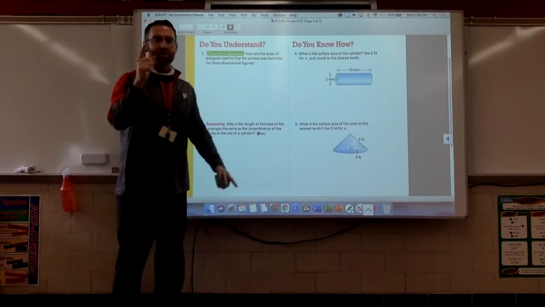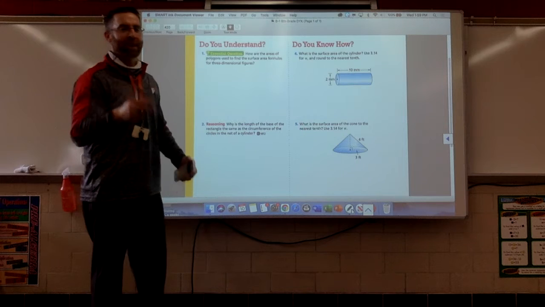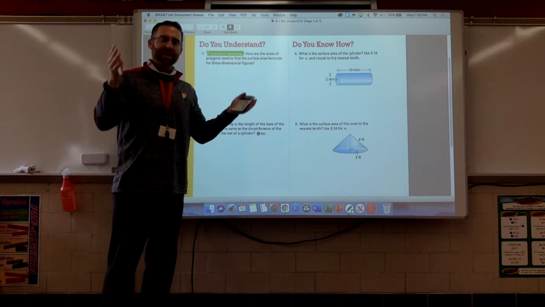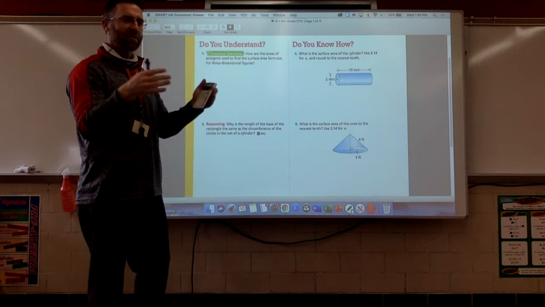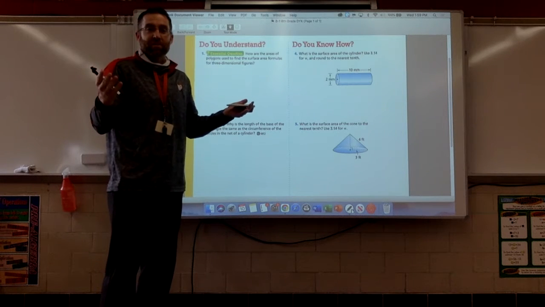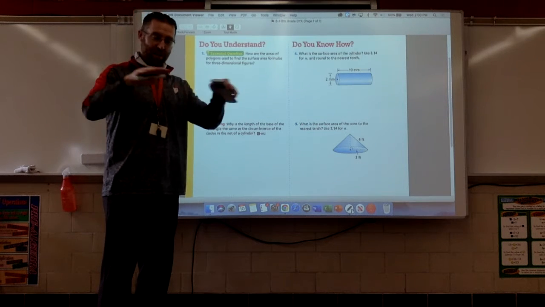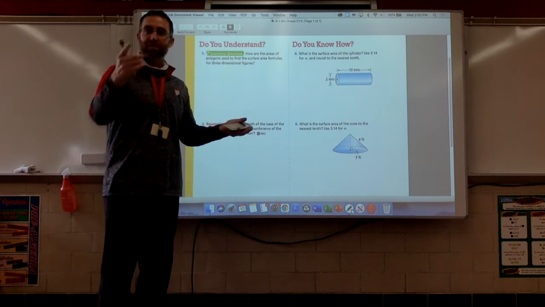Page 420, here we go. Key Concepts 8-1, we're finding surface area, which Mr. Freaky so eloquently did. Hey, we have to find the area of each side and add them all together. That's surface area. It's kind of like wrapping paper on a Christmas present. How much paper does it take to cover something up?